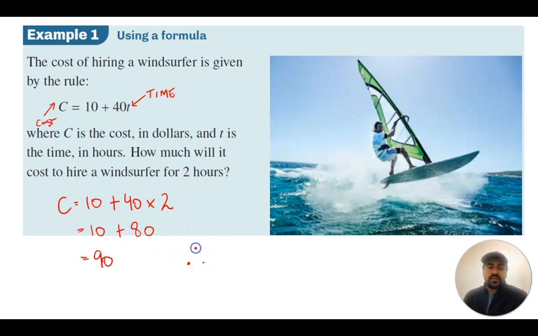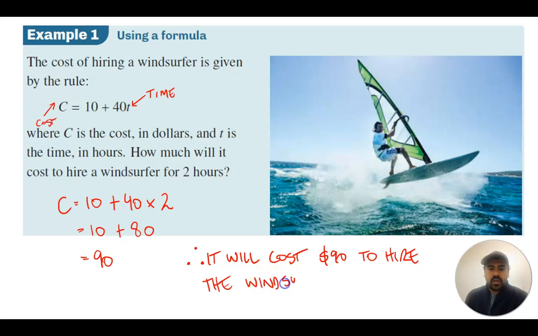So we're going to put this in. Recap that this just means therefore. It's a shorthand notation for therefore, and therefore means referring to the information that we have seen prior. That's a bit of a mouthful to always write down or say, so we just put 3 dots because mathematicians are lazy by nature. So therefore, it will cost $90 to hire the windsurfer for 2 hours.